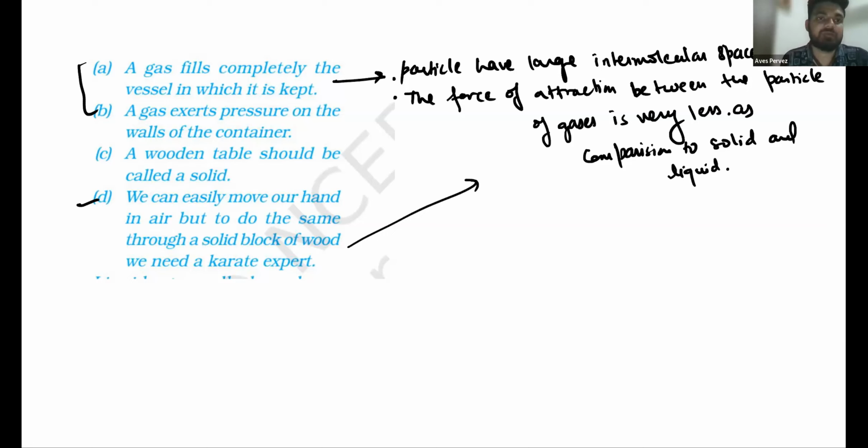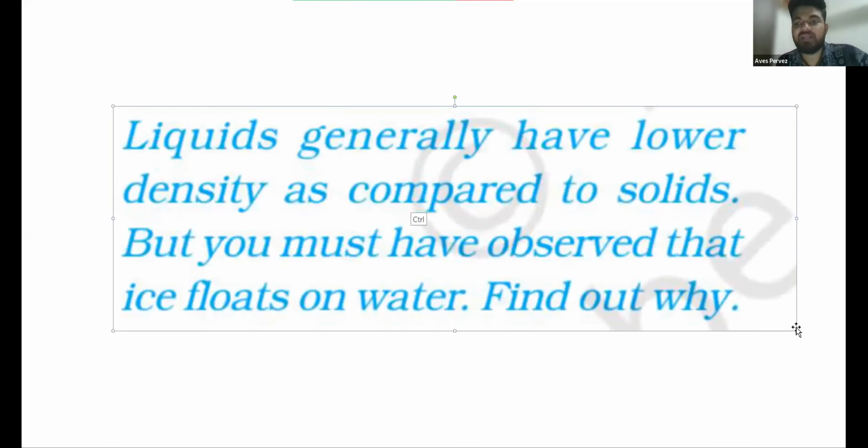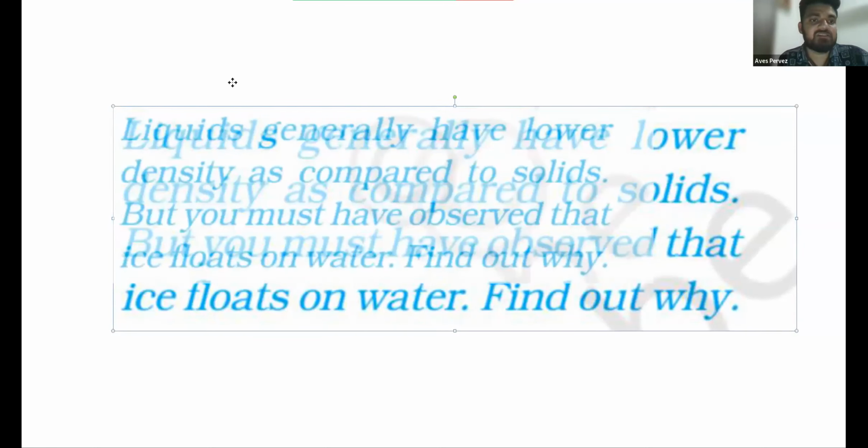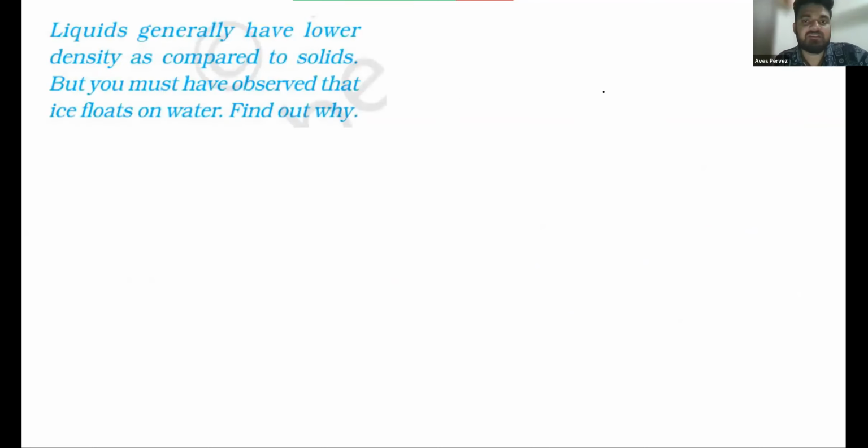Sir. Okay. So, if I'm having another question in front of you, and that is, liquids generally have lower density as compared to solids, okay? The density of liquids is lower. For example, if you have something in liquid state and the same thing in the solid state, generally solids have more density as compared to liquids. Okay. And you know that the denser substance sinks in the liquid substance.